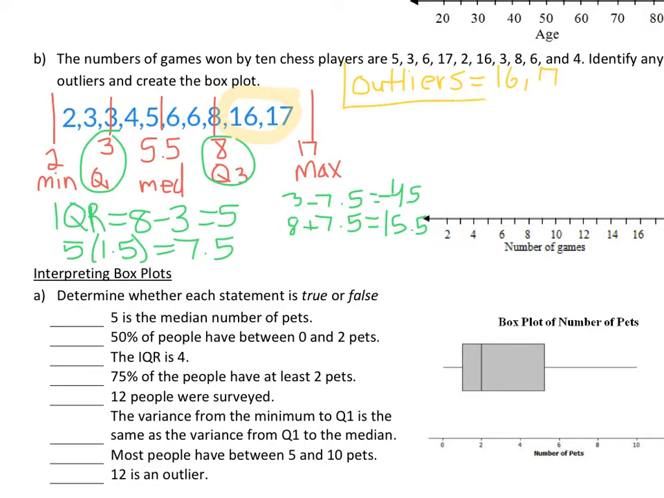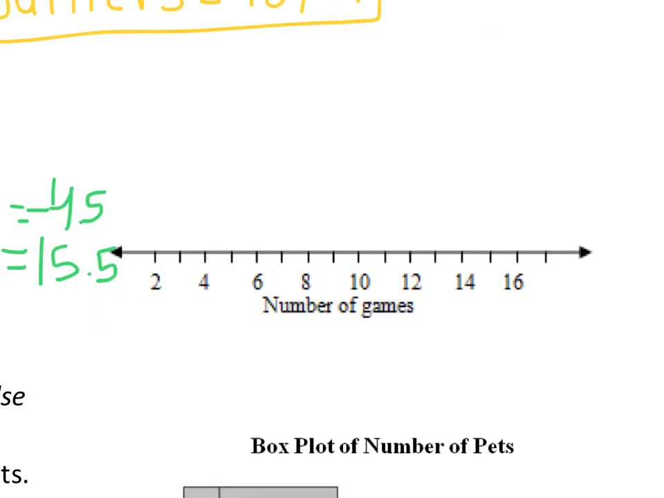Okay, and then we need to create the box plot. When we're creating a box plot with outliers, we actually identify the outliers by putting a little asterisk or dot where those numbers are. So I'm zoomed in on my graph here. My outliers were at 16 and 17. So I'm going to put a little asterisk on 16 and on 17. Those are the outliers. The next largest number we have is 8 in our list. Well, 8 is also our quartile 3.